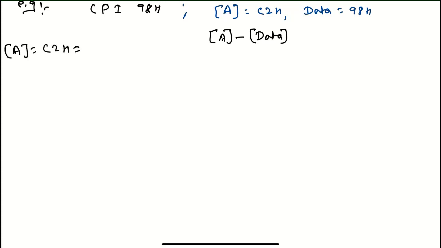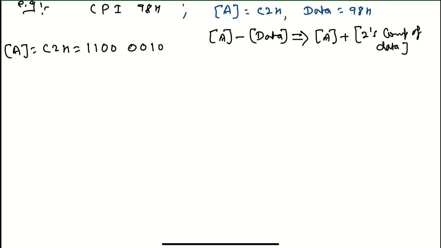So this can be written here in the binary form as 1100, and this 2 can be written as 0010. Now the next part is we have to take the 2's complement of this data. So here, how to perform this subtraction? This can be performed as A plus 2's complement of data, that is equal to minus 98H. So minus 98H can be added to C2, that is giving here the subtraction of 98 from C2.